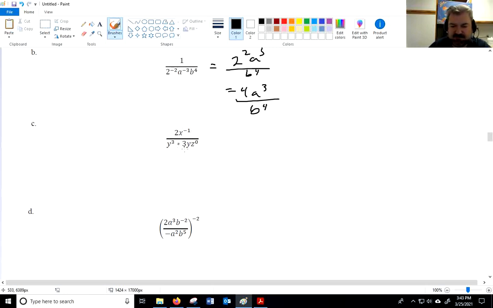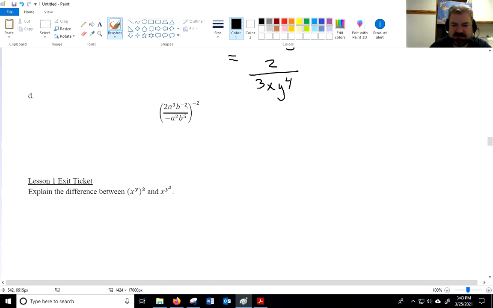(2x to the negative 1 over y cubed)(3yz to the 0). So I will move stuff first. And z to the 0 is 1, so timesing by 1 doesn't change anything. And if I just do a little bit of simplifying, I'm going to move the coefficient in front just for style. And I get 2 over 3xy to the 4th.